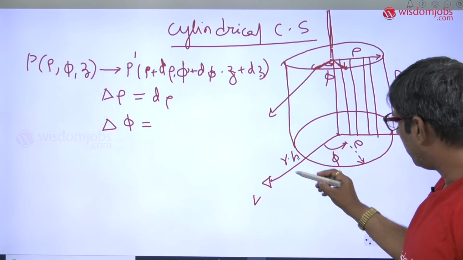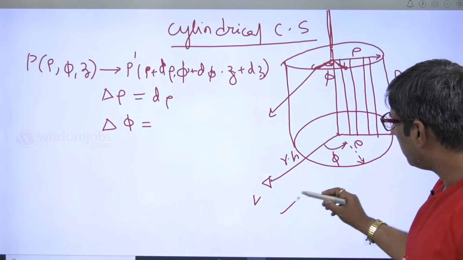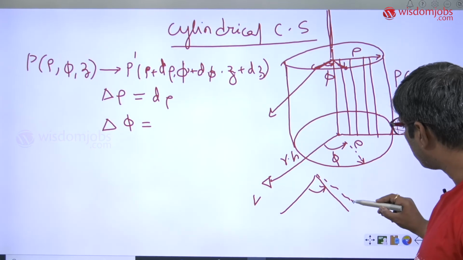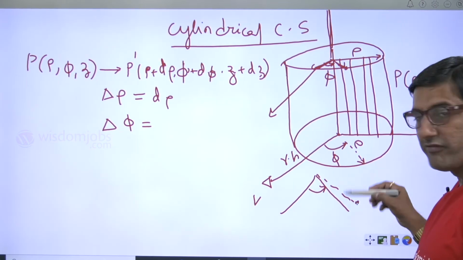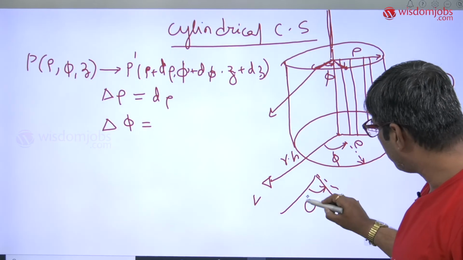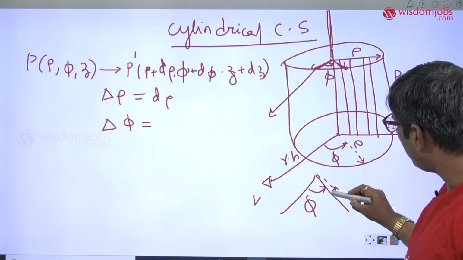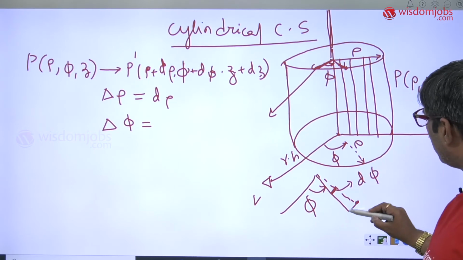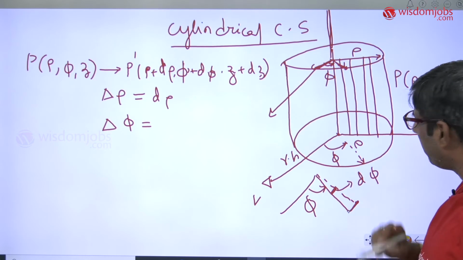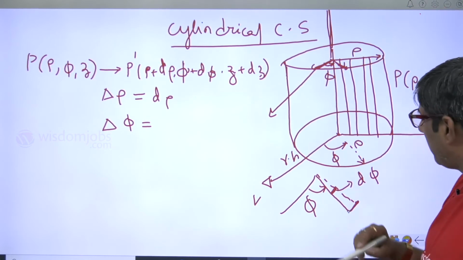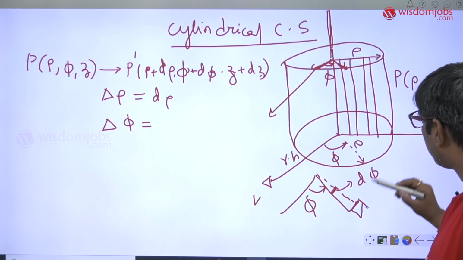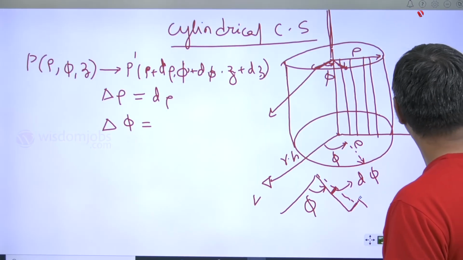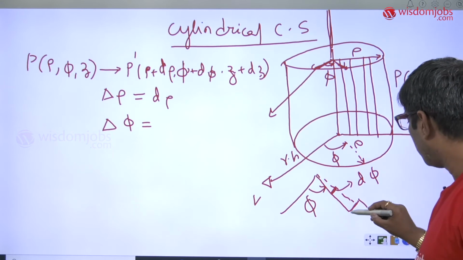Now I'll show you separately. So this is phi initially, and it has moved to a new location, the point P, which is phi plus d phi. So if this is phi, this incremental angle would be d phi. So this would be the incremental length due to this incremental angle d phi. So what would be this length actually? I want this length. So I'll show you how to evaluate this particular length.